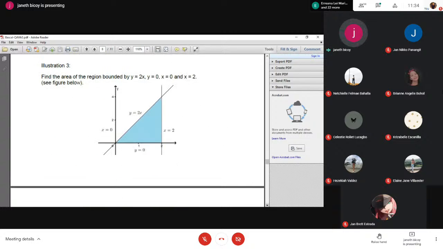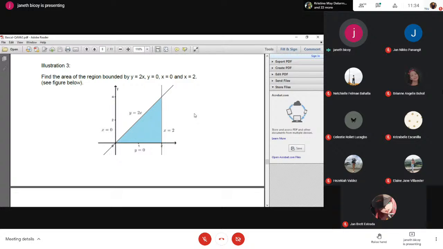Okay, for illustration 3, find the area of the region bounded by y equals 2x, y equals 0, which is just your x-axis, x equals 0 and x equals 2. But take note, class, the figure is familiar. This is a triangle, and we know that the area of a triangle is equal to 1/2 base times height.